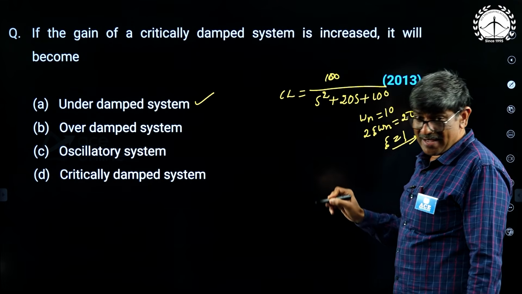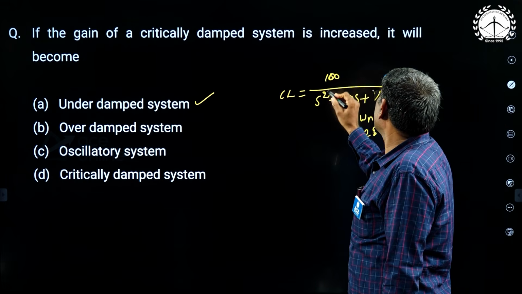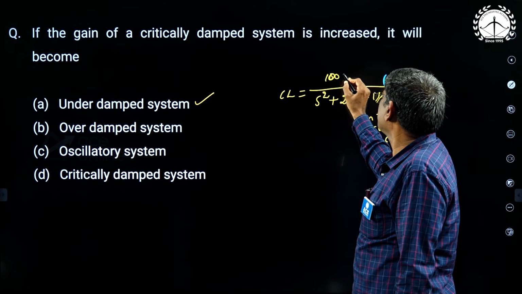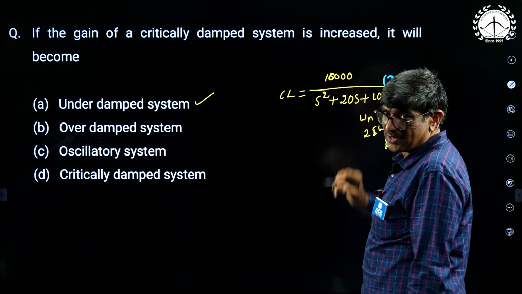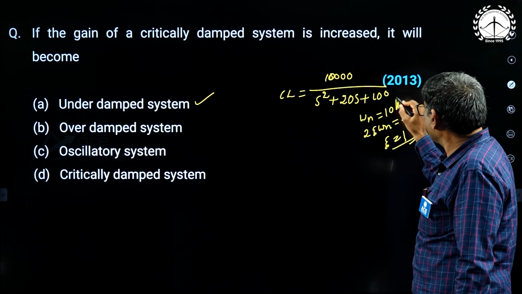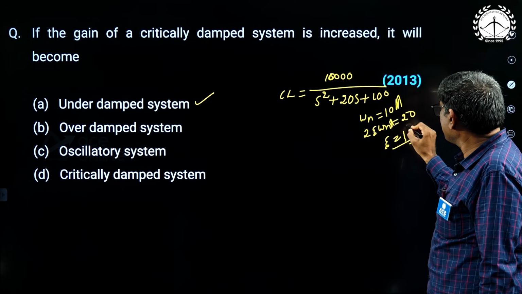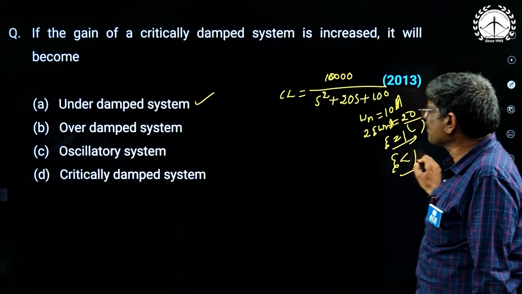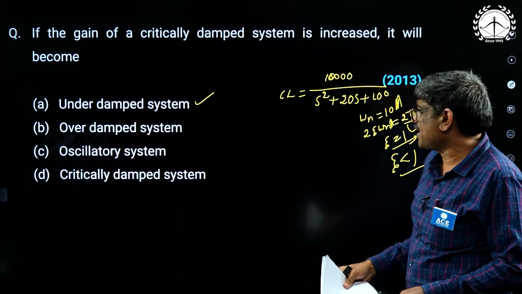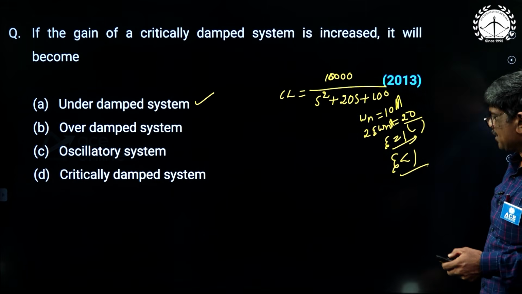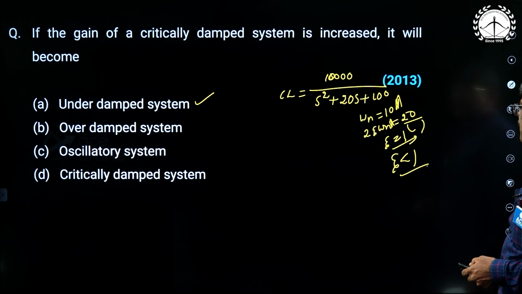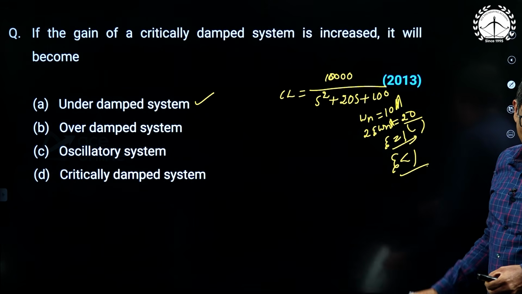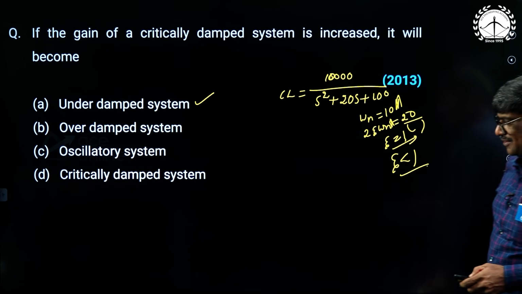Now I will increase the numerator. For example, you take 160 or you take 1000, 10,000, like that. That means what? Omega n increases. As omega n increases, it is going to be divided here. The zeta is going to become less than 1. The system becomes what? Underdamped. Yes or no? You put K here, K is going to be divided. So gain increases, zeta is reducing.